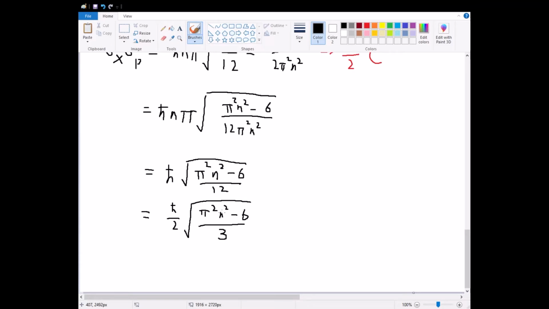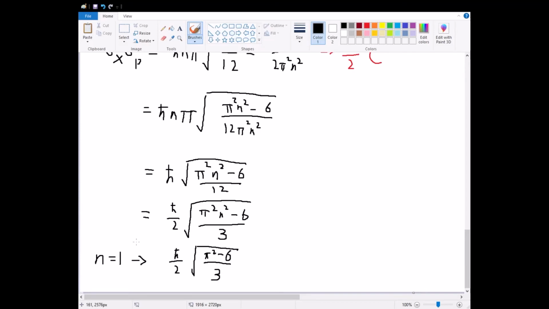And from here, our goal is to get this as small as possible to see if this always satisfies the uncertainty principle. So we have pi squared n squared minus 6. n obviously goes from 1 to infinity in integer steps, so the biggest possible value we can have for this is infinity at n equals infinity. In that case, the minimum value we can get is n equals 1, which is going to give us the minimum value of h bar over 2 times the square root of pi squared subtracted by 6 over 3.